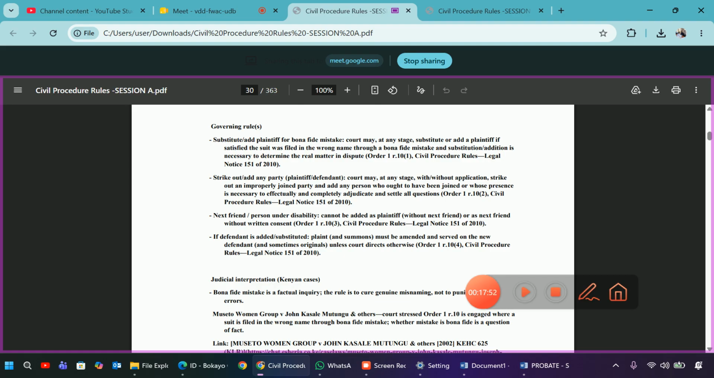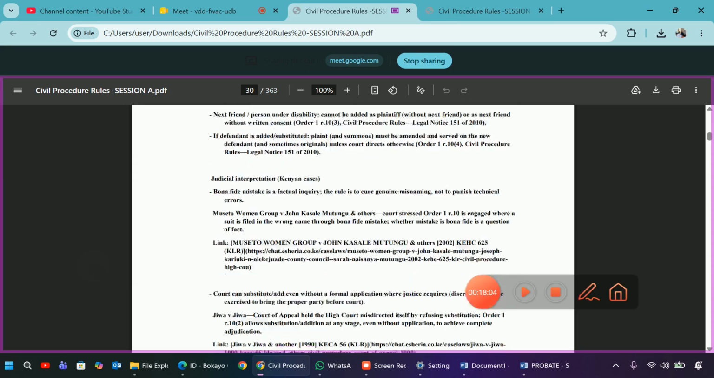Then lastly, if a defendant is added or substituted, the plaintiff must amend the plaint and summons and serve them on the new defendant, and sometimes the original defendants, unless the court directs otherwise, pursuant to Order 1, Rule 10, Sub Rule 4.